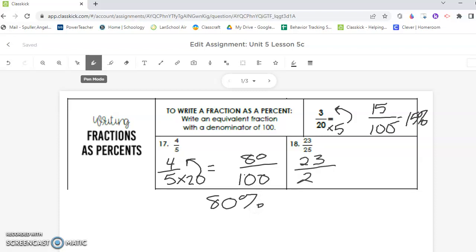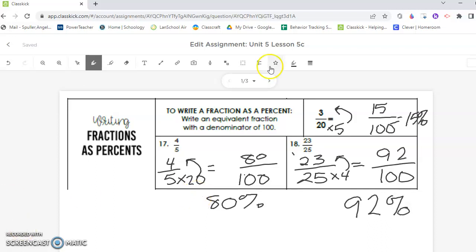All right, 23 over 25. Well, I know 4/4 makes 1. So 25 times 4 equals 100. Do it to the top. So 4 times 3 is 12. Carry the 1. 4 times 2 is 8, plus 1 is 9. So this is equal to 92%. Great.